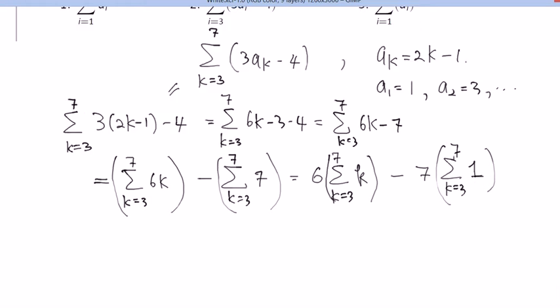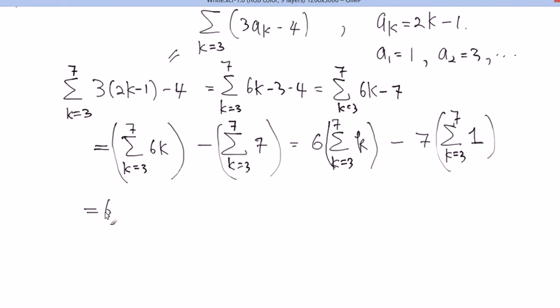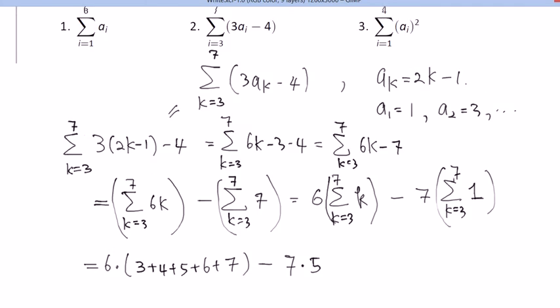Okay? So, what is this number? Let's write that down. First number, if you expand this one out as a sum of 5 numbers, what is the first number? 3 plus 4 plus 5 plus 6 plus 7. That's 5 numbers, right? Correct? How about this one? 7 times 1 plus 1 plus 1 plus 1 plus 1, right? So how many? 5 of them. Whatever this number is, that is the answer to this summation.